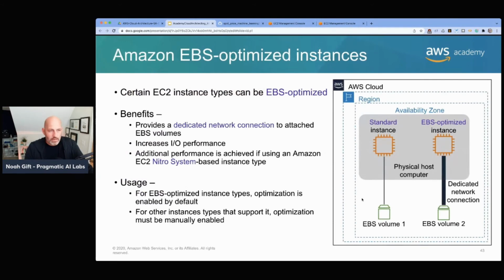So what about Amazon EBS optimized instances? What do you do with these things? Well, the benefits are it's a dedicated network connection, and as IO increases, additional performance is used if it's using the EC2 Nitro system-based type. And it's for things where you need speed, basically EBS optimized instances.